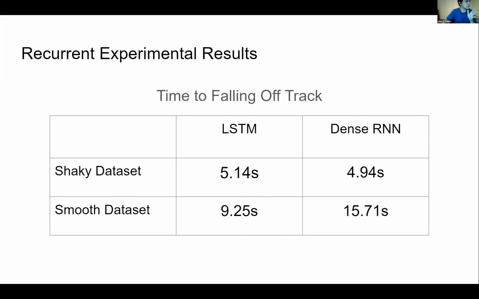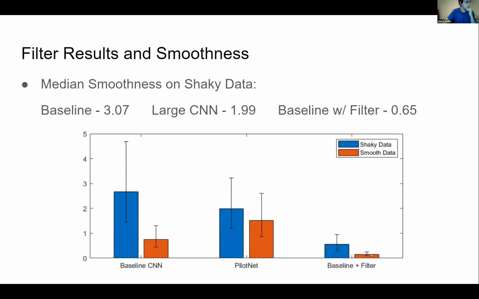I won't get into this too much because we don't have very much time, but all of our recurrent neural networks just failed horribly. They all fell off the track within a few seconds. However, our other methods did seem to work. As one might expect, the baseline with filter did the best, as it does smooth this high frequency shakiness effectively.